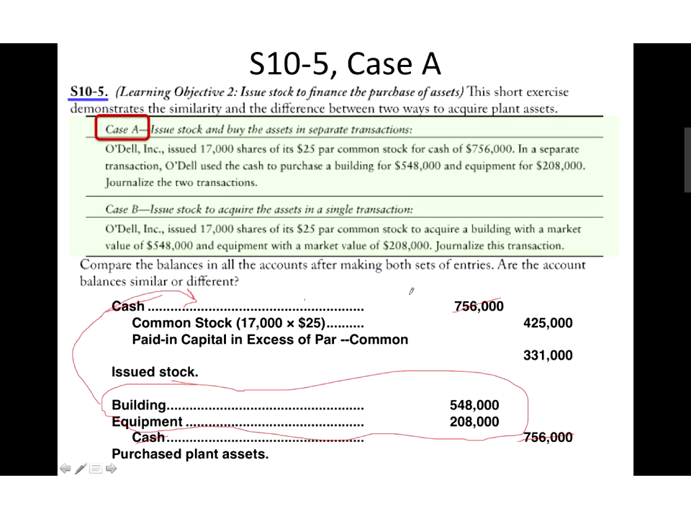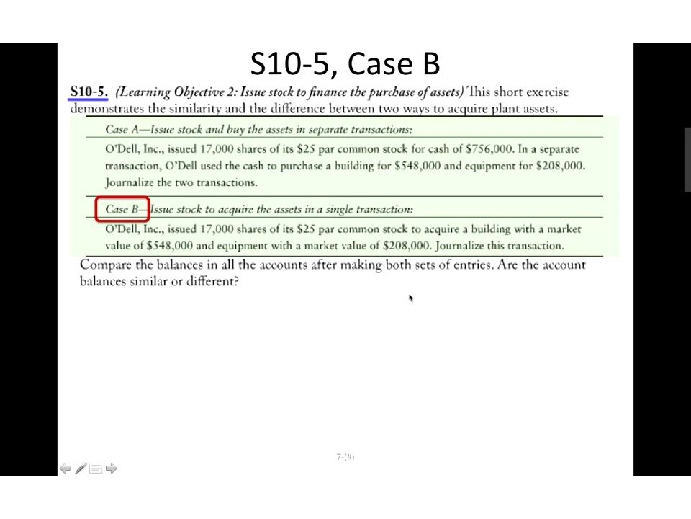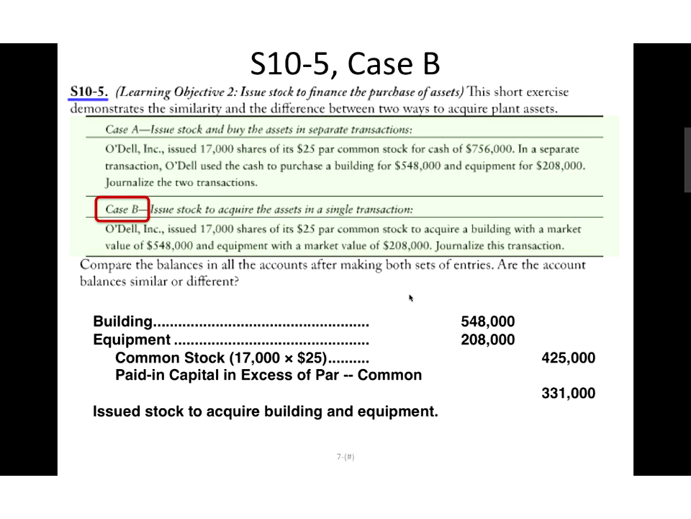So what we have in case B is the building, $548,000, and equipment, $208,000, and then common stock and paid-in capital are exactly the same. We do the common stock for par value, and then the paid-in capital in excess of par for the difference. So this homework exercise is asking, are they equivalent? Yes, they are absolutely equivalent. We always value the building and equipment at market value when we acquire it. So the two are exactly the same. It's just that cash is being cut out of the second example.